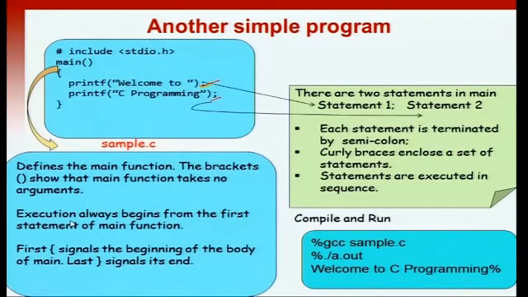Now once we edit this in an editor and save the file, we compile and run the file. So let's call it sample.c, or you may name it any file name you want. And then once the compilation is successful, you can run it using ./a.out, and then it will print welcome to C programming, which was essentially the same message as we saw before.